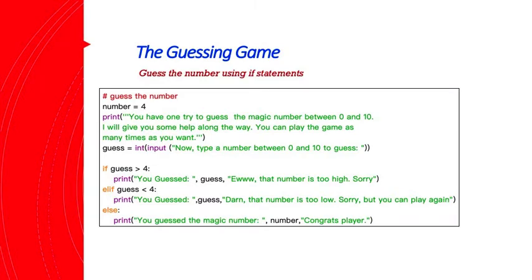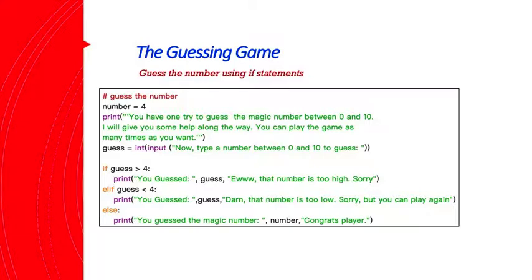So let's look at the guessing game. The object is to guess the number using just if statements. We hard code our number. The guess is 4. The answer is 4. So I start with a print statement. This sets the rules of engagement. You have 1 try to guess the magic number between 0 and 10. I will give you some help along the way. You can play the game as many times as you want.